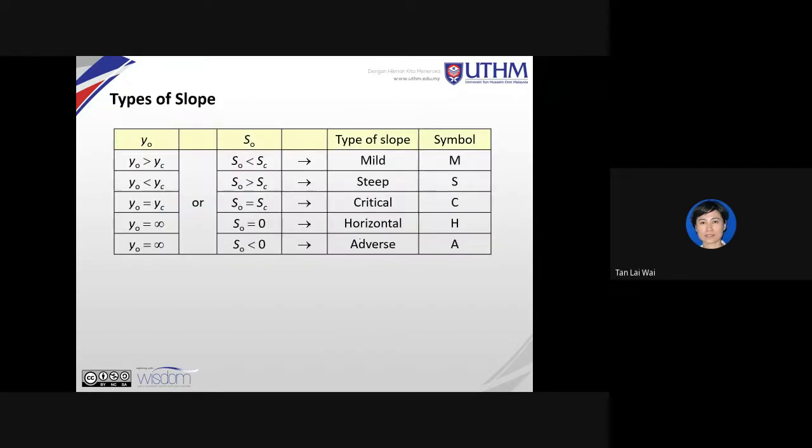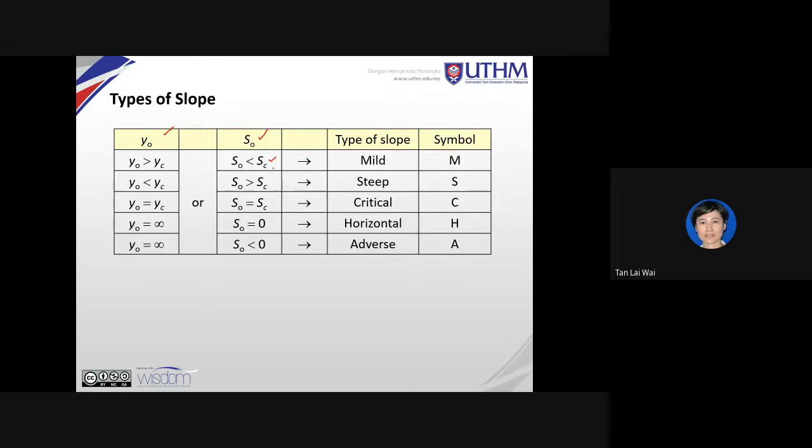Okay, type of slope. Now, for you to establish the type of slope, of course, one is you look at the comparison between Y0 and YC. The other one is you look at the slope. You compare S0 with SC. S0 is the slope of the channel lah. SC, I think by now you should know how you get to the SC formula already. Remember, you actually solve for S equal to SC.